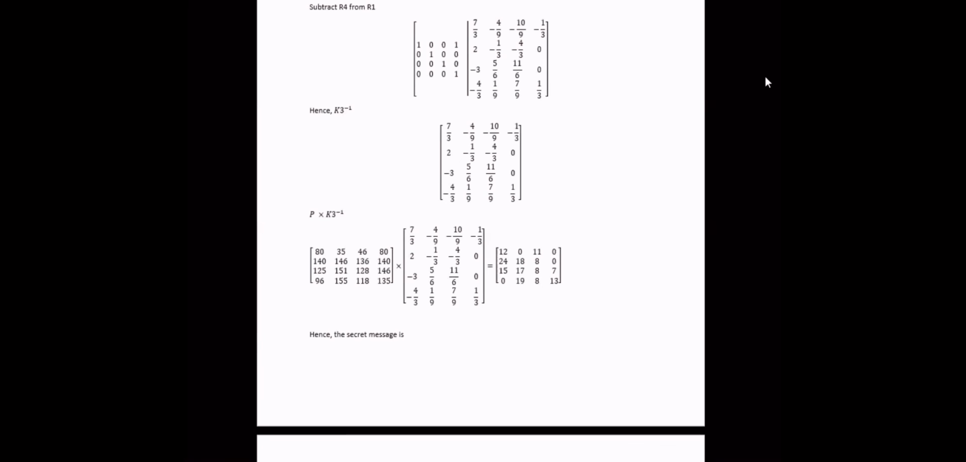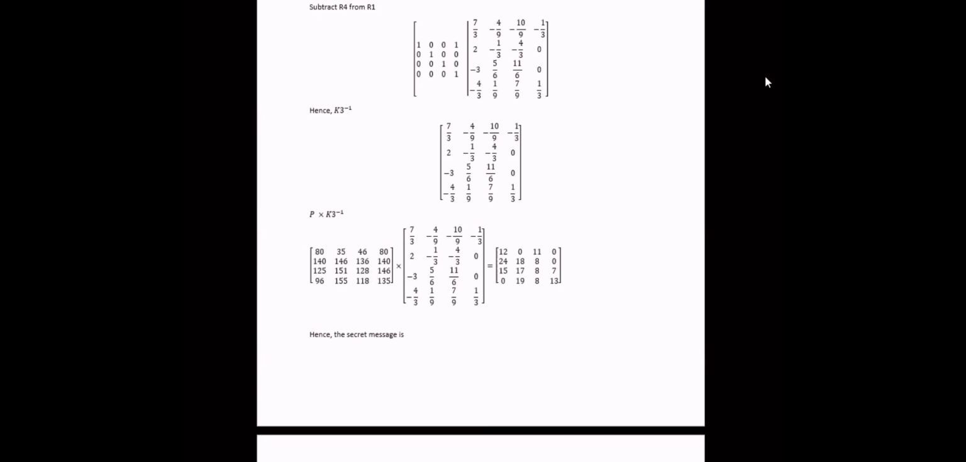And then subtract row 4 from R1. It means each element in row 4 will be minus with each element in row 1. So here we can conclude that there is an inverse as it is a non-singular matrix, and there is identity matrix at the left-hand side. So hence, the inverse of K3 is as stated here.